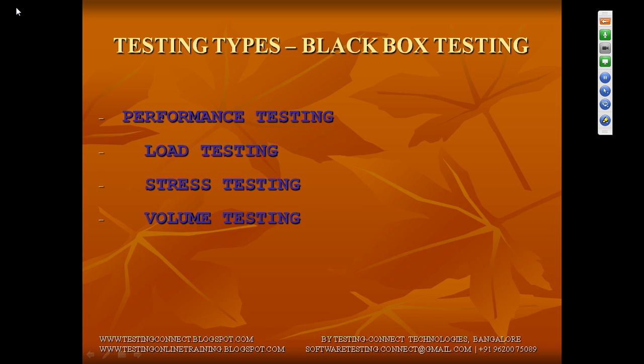Means executing the application under predetermined levels of resources and customer expected load to estimate performance is nothing but like load testing. Okay, executing the application under predetermined levels of resources and customer expected load. Customer expected load is 10,000 users. If your application is working fine for the 10,000 users, that is nothing but like load testing.